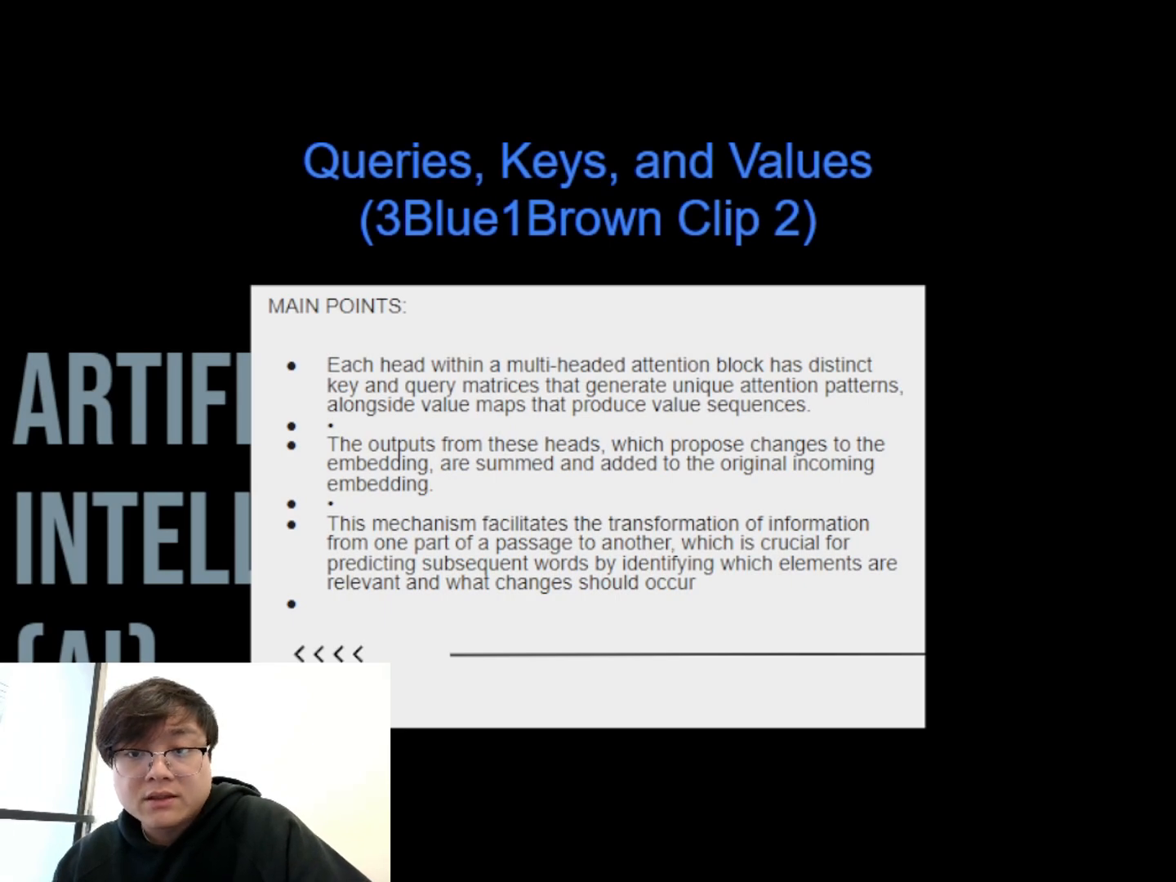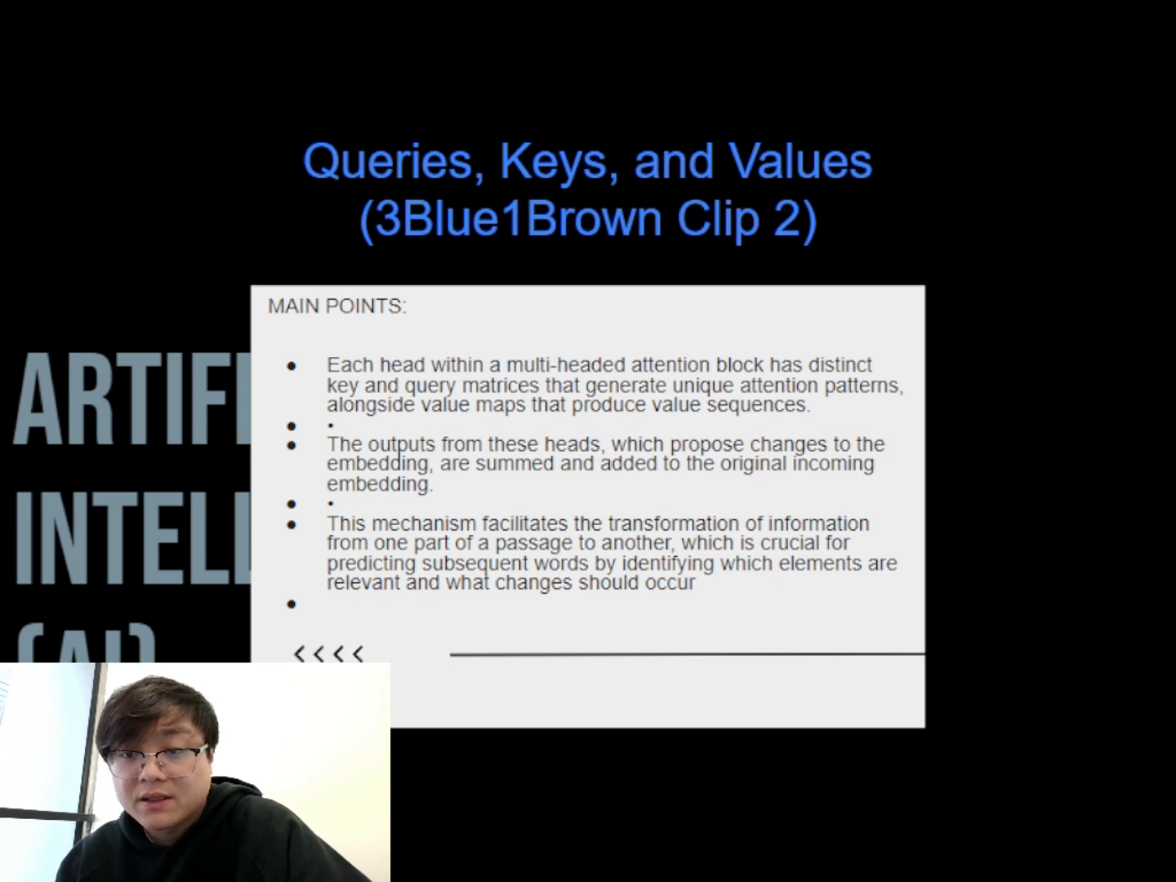Let's break down the concept of queries, keys, and values in the attention mechanism, as explained in three blue, one brown's clip. With a multi-headed attention block, each head operates with its own set of key and query matrices. These matrices generate different attention patterns that help the model focus on relevant information. Alongside them, value maps are used to create sequences that contribute to the final word representation.